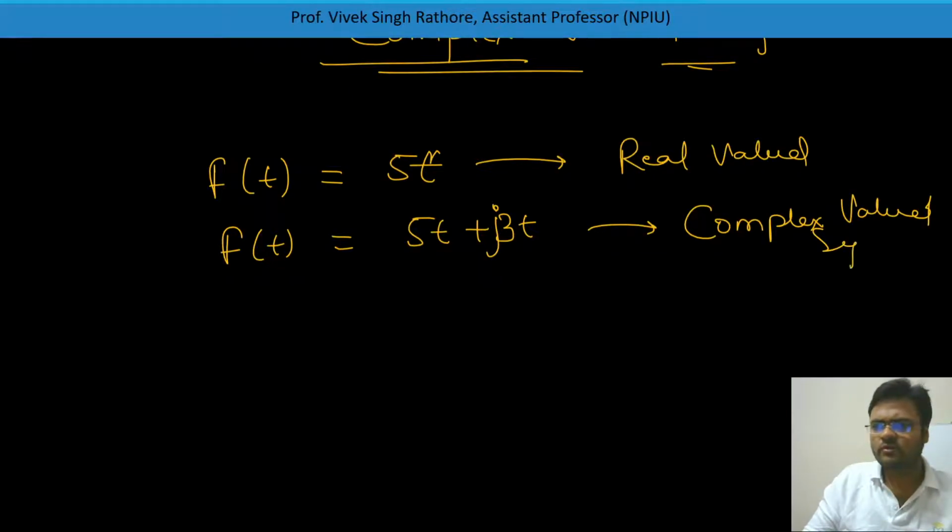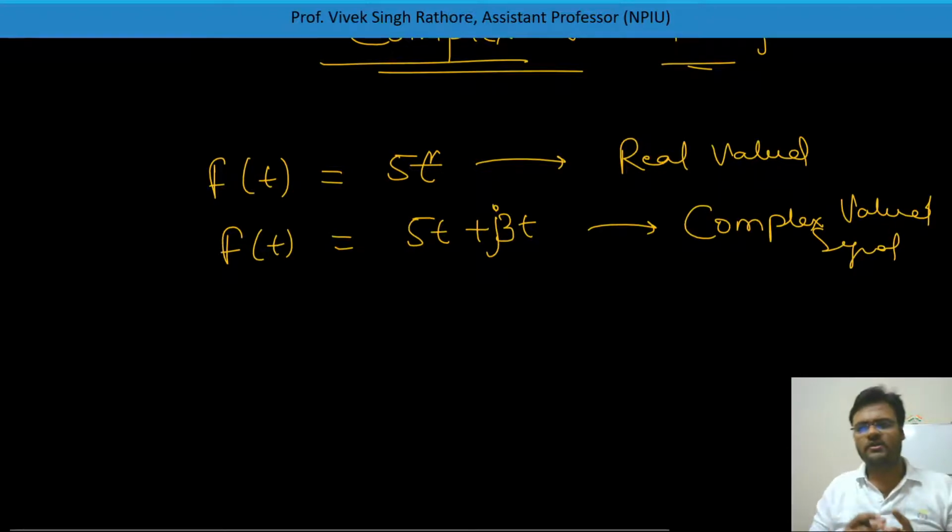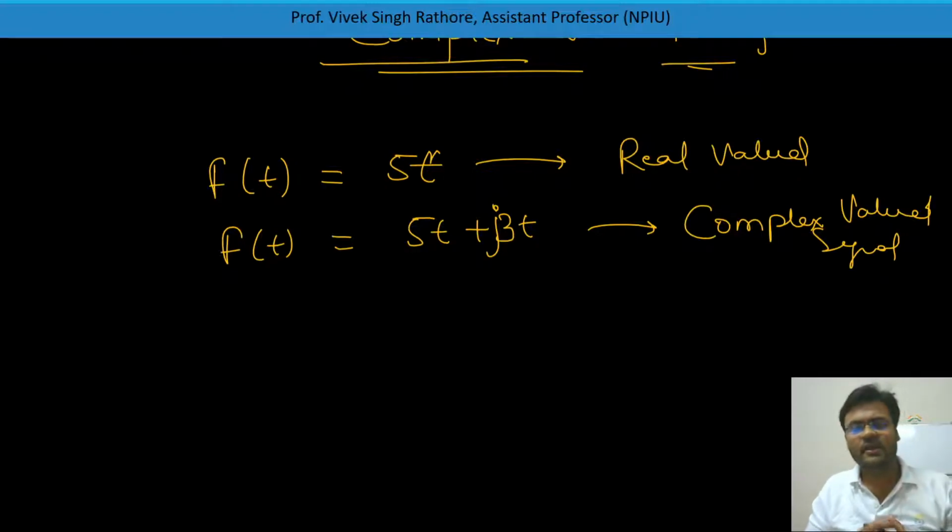Real is something which is physically existing, and complex is not physically existent, but it exists in mathematics. By using the imaginary part, we can reach the outcome in a fast and efficient manner. That is why real valued and complex valued signals are both there.